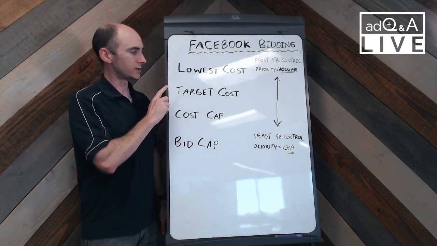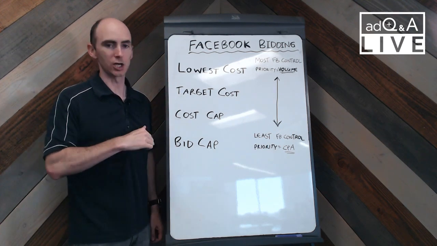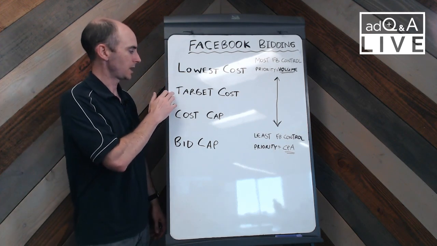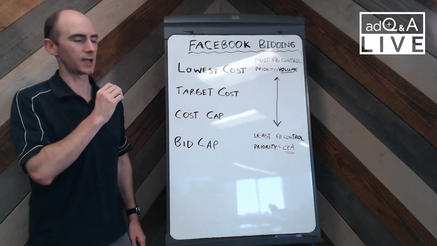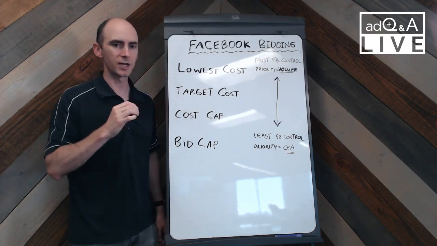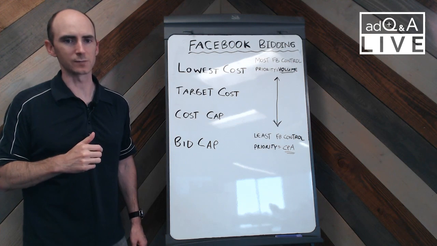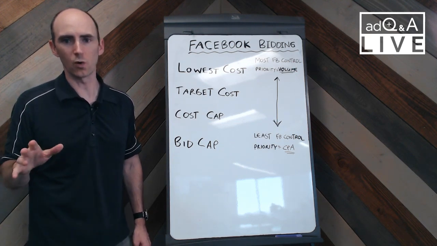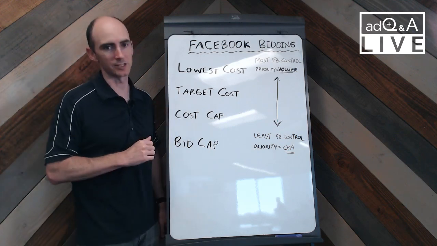So now there's target cost, and I'll come back after I go through each one of these and talk about what's best for each different scenario. But target cost is the first bidding option for which you're starting to place some limitations on Facebook. You're starting to say, look, I'm not comfortable giving you free rein and letting you do whatever you want, right? I'm actually going to place some limitations on you.